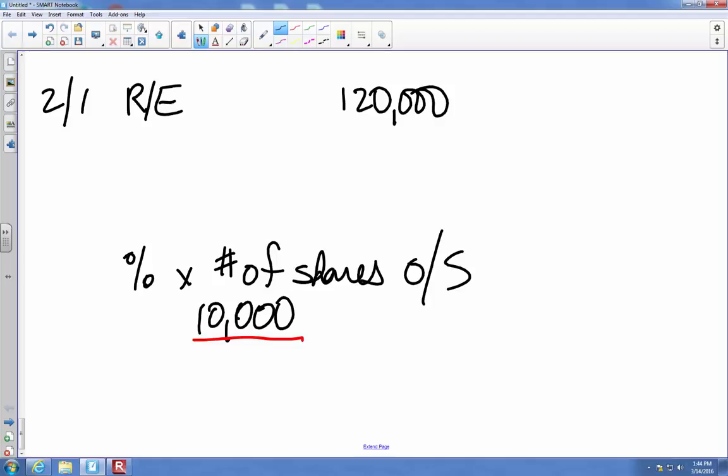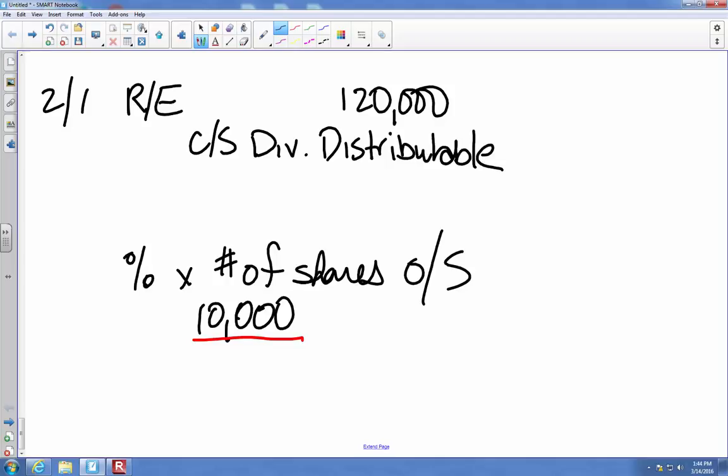I'm doing that little placeholder thing like I did with common stock subscribed, but I'm going to call it common stock dividends distributable. And I'm going to give you a hint. This is the amount that's going to be replaced by the actual common stock when I send it to my shareholders. So what amount does that have to be at?